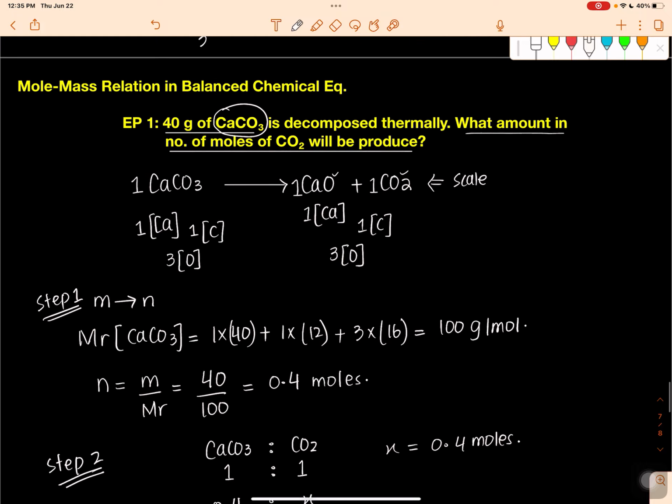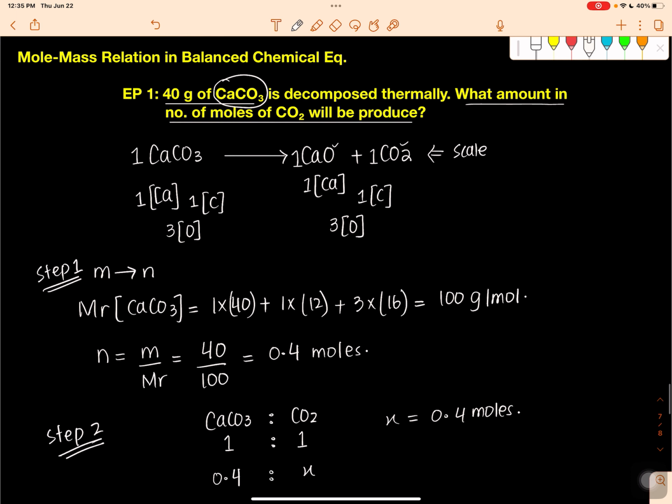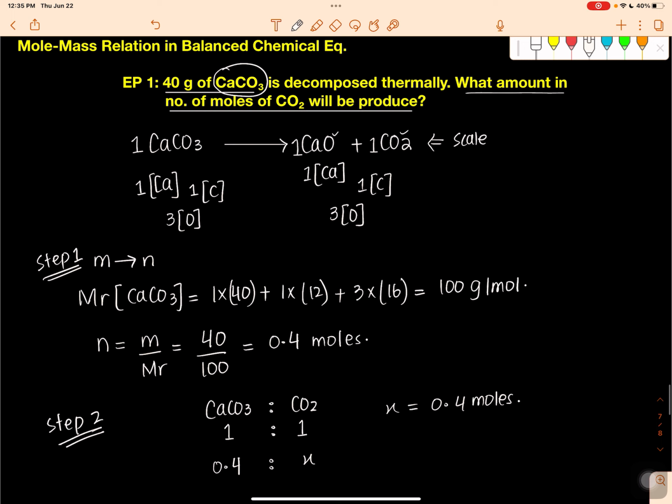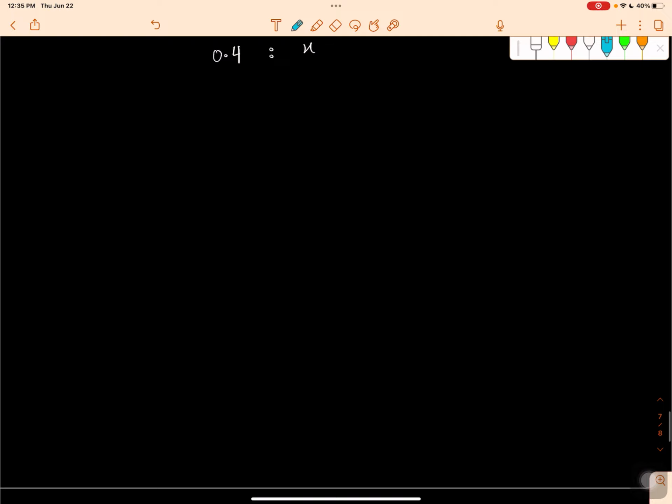But the real problem that students face is that they do not find it necessary to convert the mass into moles, and they say that since this is a direct relationship, 40 grams of calcium carbonate will produce the very same 40 grams of carbon dioxide. But I say that is a wrong approach. Let's find out how this is a wrong approach, using mass to do the maths of the balanced chemical equation.